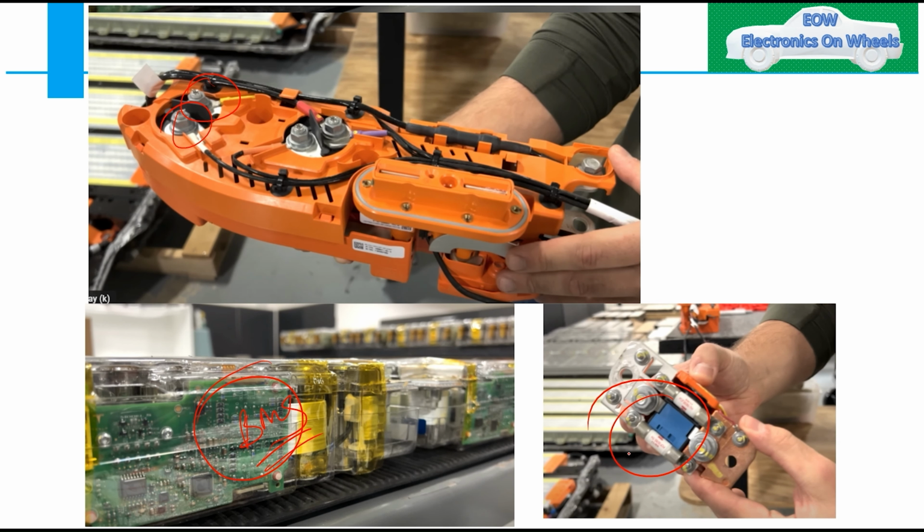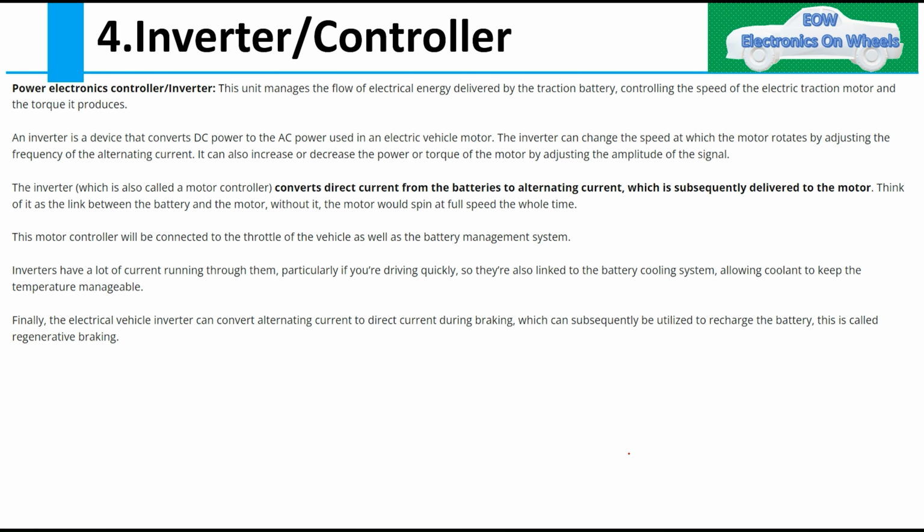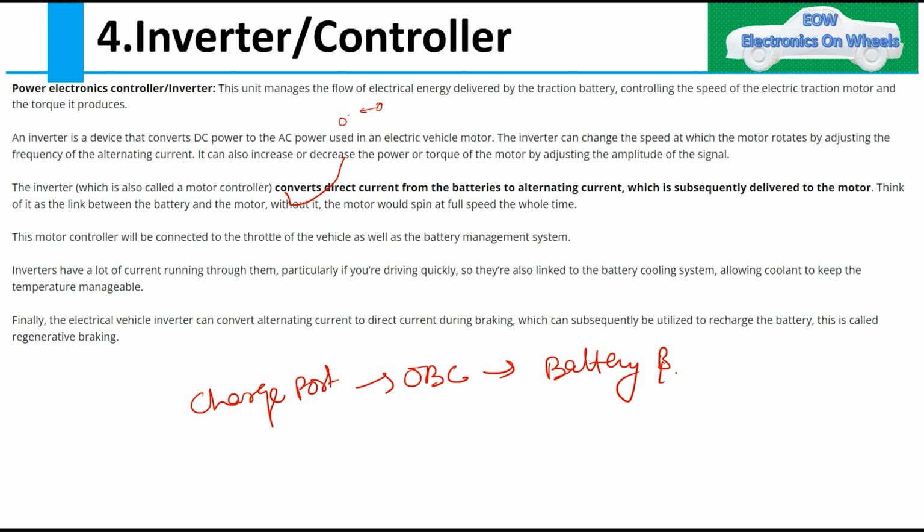We have the port box also. Why port boxes are used, we will see. Then the fourth component is the inverter and control. So once we start from the charge port, then OBC. So let me see here. We have the charge port, then it goes to the OBC. Then we have the battery pack. Then we go to the inverter or controller. And sometimes this is an integrated part of the motor.